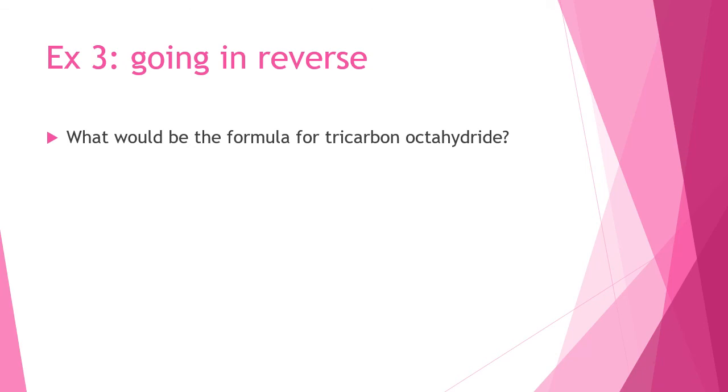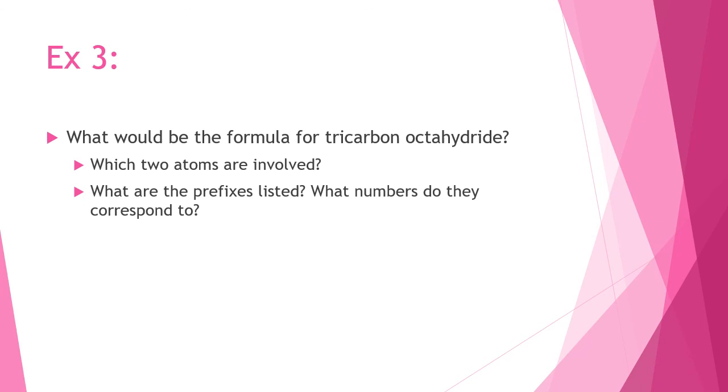Let's take a look at a third example, but go in the opposite direction, going from a name backwards to a formula. What would be the formula for tricarbon octahydride? First, consider what atoms are involved here. What elements do you see the names of in this formula? In the first part, we see tricarbon, implying that carbon is the first one in the formula. The second part says octahydride. That hydride part is the hydrogen atom. So the second element must be hydrogen. So we have carbon and hydrogen.